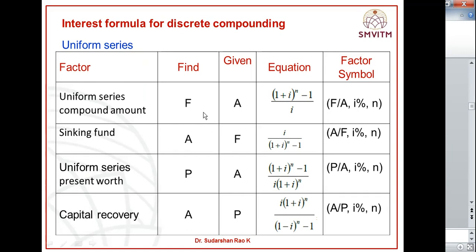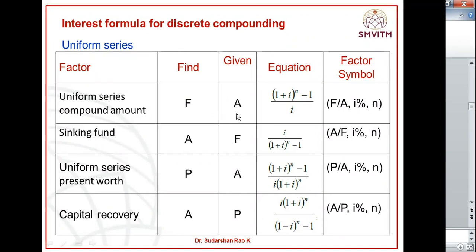A uniform series is nothing but the same amount being deposited or withdrawn at every interest period. A transaction takes place at every interest period, and the amount is the same. Compared to a single payment, where the transaction takes place only once, at the beginning or at the end of the interest period, here a transaction takes place every interest period, and the amount is constant. Therefore it is known as a uniform series.